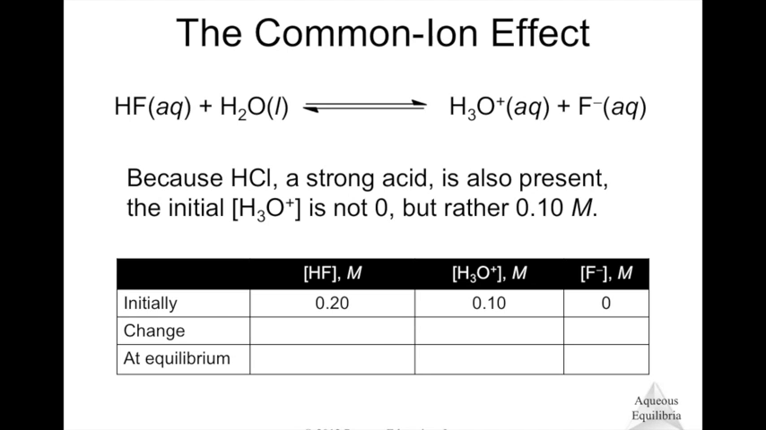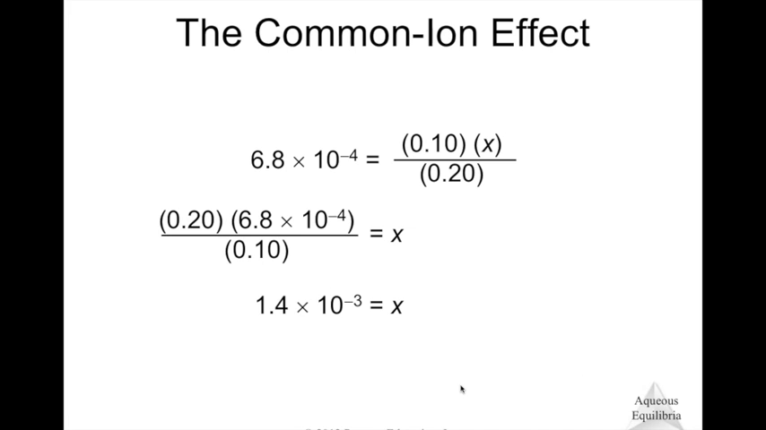So just like we've always done, we would ICE this, but now instead of the initial concentration of H3O plus being 0, you actually have some already in there. We have 0.1. And here's our initial concentration of our hydrofluoric acid, and we have none of the F minus to start with. We have some change in X. Everything's a 1-to-1 ratio. At equilibrium, we make the same assumptions that we have before. Because this is a weak acid with a very small Ka, we can assume that this X is negligible compared to 0.20, so it remains 0.20. And if it's negligible there, it's negligible here, so this remains basically the same. And now we can just solve for X.